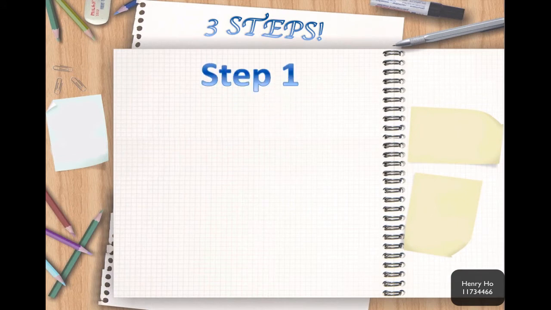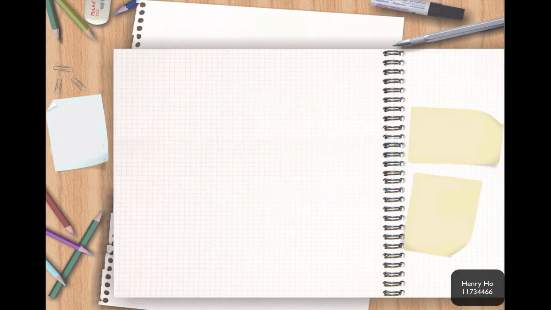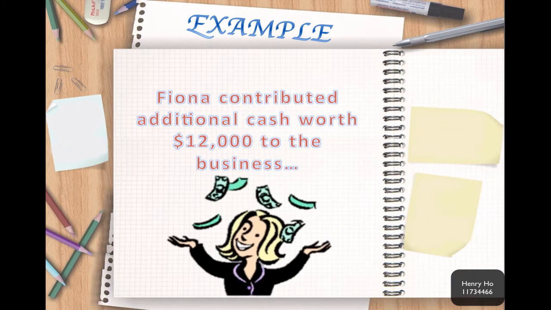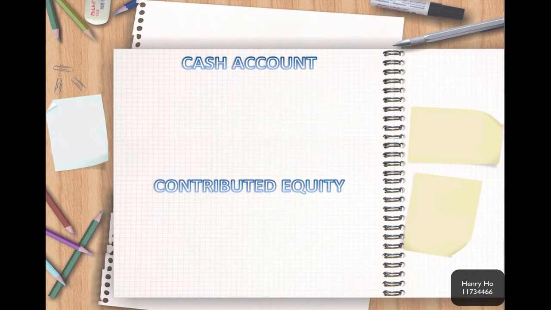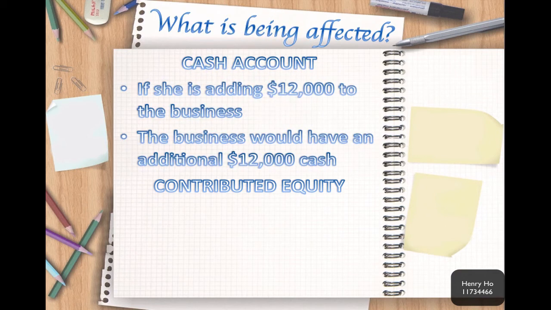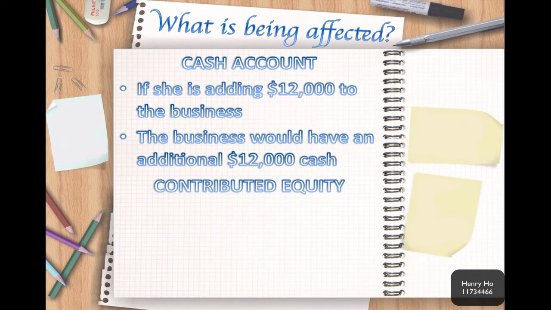Step 1. We must firstly identify what accounts are being affected and how. For example, Fiona contributed an additional $12,000 into the business. In this example, what is being affected? Obviously, the cash account. Because if she is adding 12 grand worth of cash into the business, then the business would have an additional $12,000. What else is being affected? Well, contributed equity is the other account which is being affected.